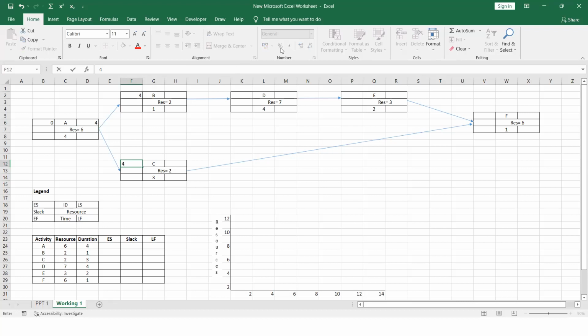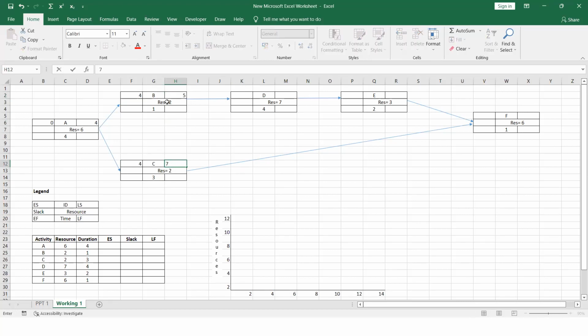So I am filling those boxes. If I make some mistake, please let me know, right? For activity B, we have an early start time of 4. For that, you have to add the duration of 1 and you get 5. For activity C, the early start time is 4. For that, you have to add 3. That means 7.